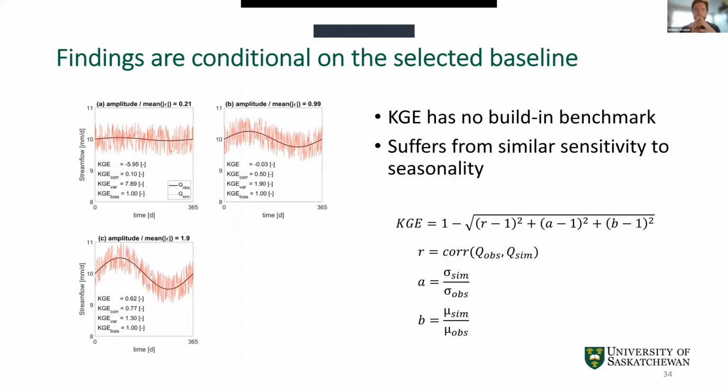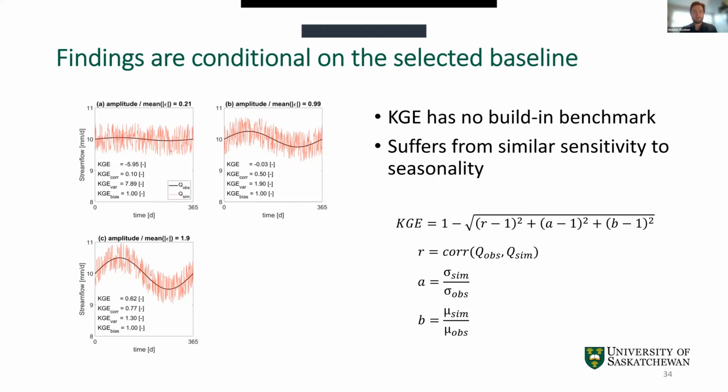But now what happens when we increase the strength of the seasonal signal, but still keep this 10% error on top of the observations? We see that when the error has the same size as the seasonal signal, the KGE score starts to go up and it becomes approximately zero, because the correlation components and the variability components move closer to their ideal value of one. And when we make this seasonal signal even stronger, but still keep that same 10% error on top of the observations, so on a day-to-day basis, all these three models are equally wrong, we see that this KGE score goes up even further. It goes up to 0.6 already.